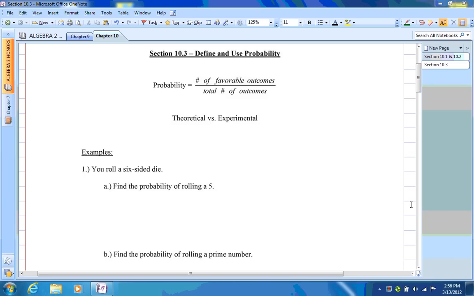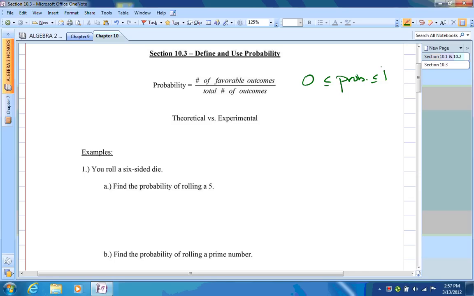As most of you should know, or you don't, but we'll define it anyway, probability is defined as the number of favorable outcomes divided by total number of outcomes. So what that means is that the probability, which I'll abbreviate like that, will always be between 0 and 1. You can never have probability higher than 1 because you can never have more favorable outcomes than total outcomes.